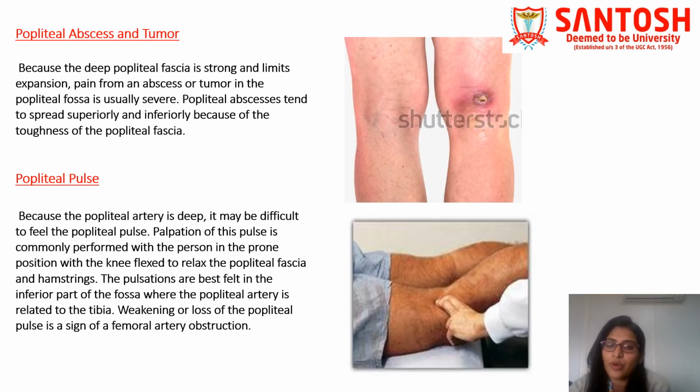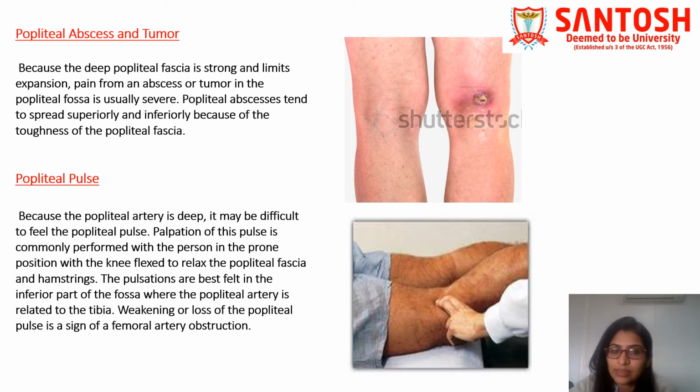Other clinical problems which we can encounter in the popliteal fossa are the popliteal abscess or the tumor. Since we read that the deep popliteal fascia is strong and limits expansion, pain from an abscess or tumor in the popliteal fossa is usually severe. The popliteal abscess tends to spread superiorly and inferiorly because of the toughness of the popliteal fascia.